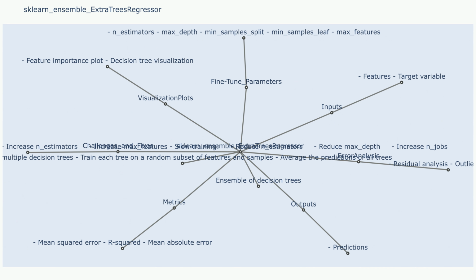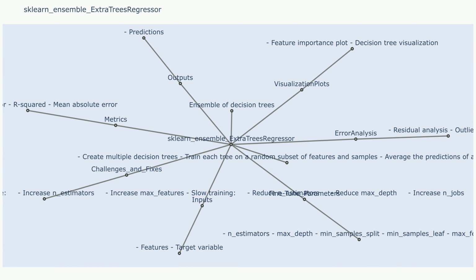Fixes to challenge 2: reduce the number of trees (estimators). Consider using parallel processing techniques to speed up training. Optimize the hyperparameters to reduce the number of splits and nodes in the trees. Explore alternative algorithms like random forest, which may have a faster training time for similar performance.